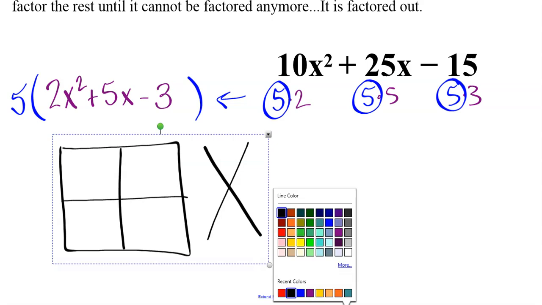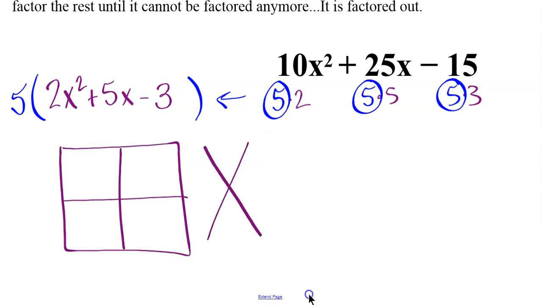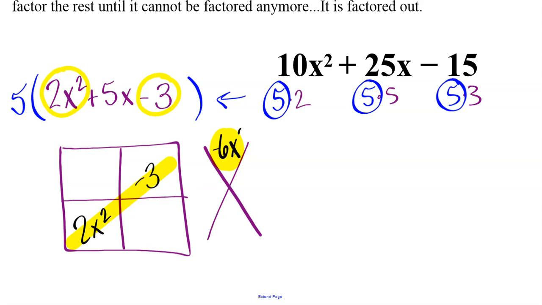So this is the factoring of the purple right here. And so the pieces are still going into the same place. Those two are still going to be where they go, which is 2x squared and a minus 3, which becomes a negative 6x squared. And then we have this middle term, which very simply just goes right here, which is 5x.